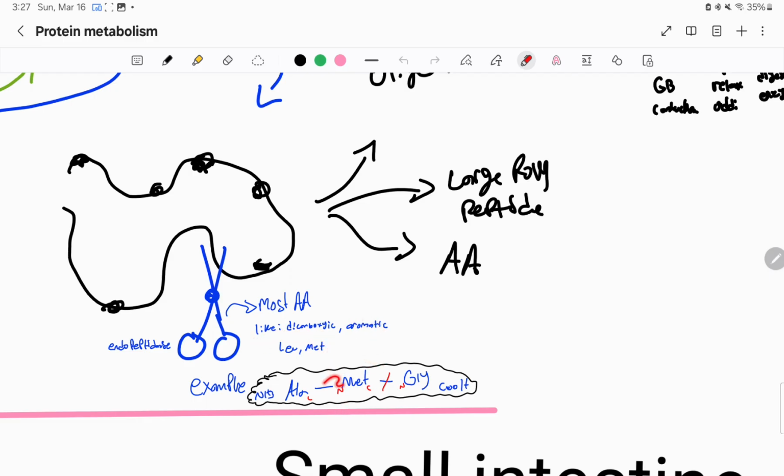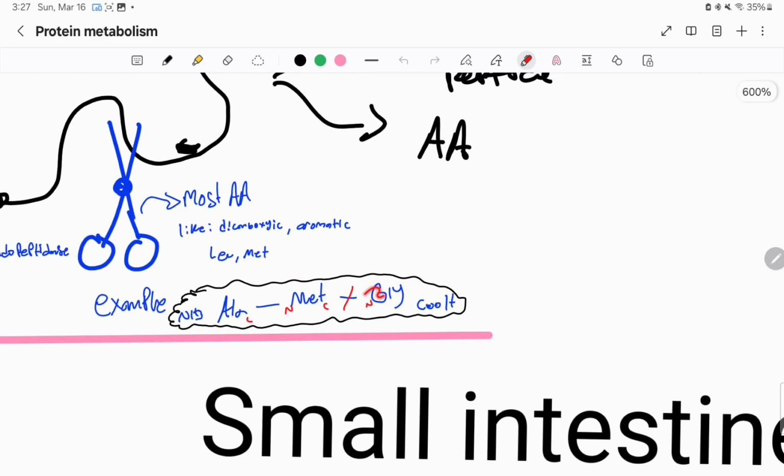So just so we're clear, let me give you an example. Let's say here's a protein, here's a string of protein, and it's going to be made up of 3 amino acids: alanine, methionine, and glycine, okay? Now, if you guys remember, I said that this pepsin likes to cut methionine. So it's not going to cut the bond between alanine and methionine, which means the only bond it's going to cut is going to be this one, okay?